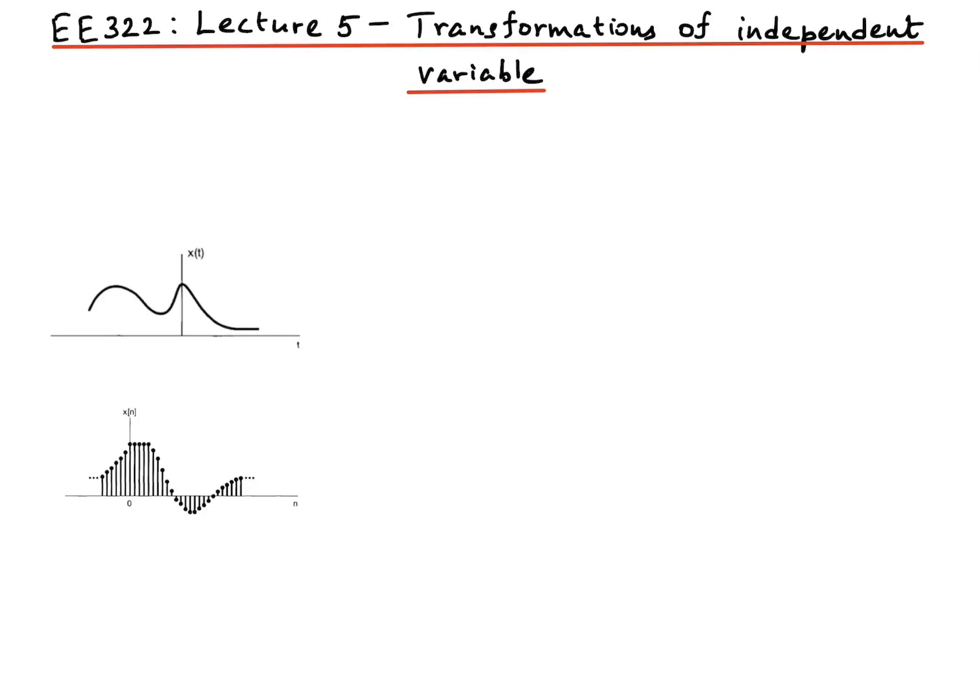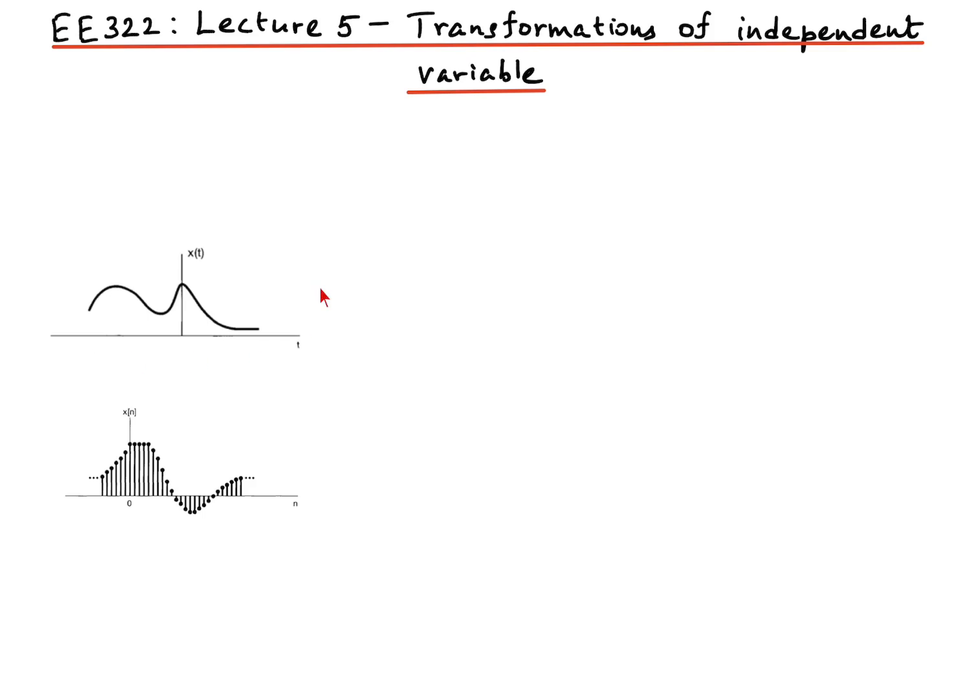In the previous lecture, we discussed the properties of signals like periodicity and signals being even or odd signals, and we did some examples as well. In today's lecture, we are going to talk about the transformations of the independent variable. First of all, what do we mean by the independent variable? Then we'll see what the different transformations available are and how to perform those transformations in this lecture.